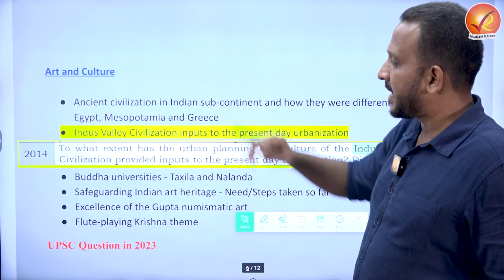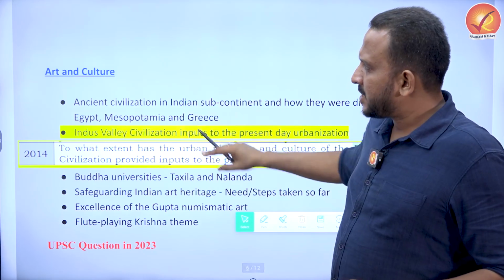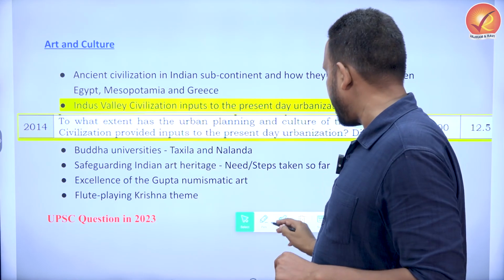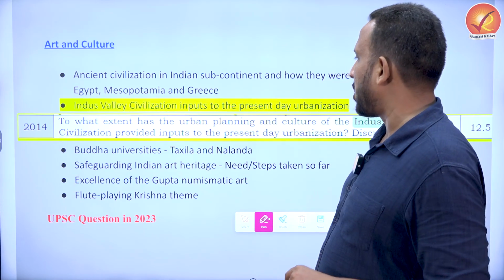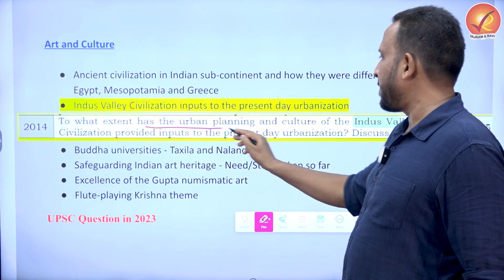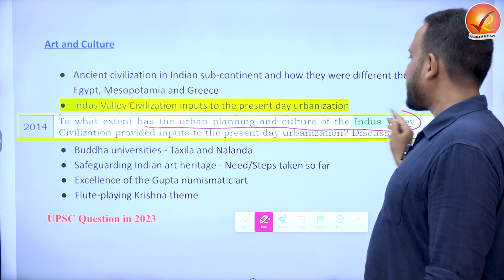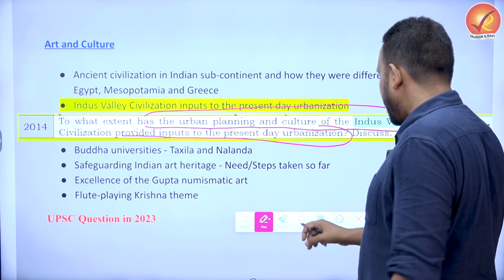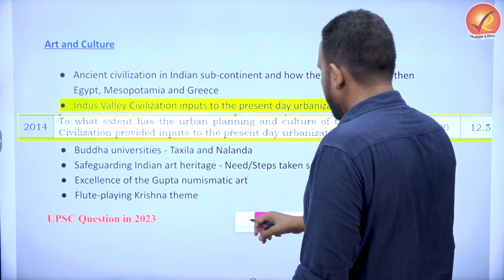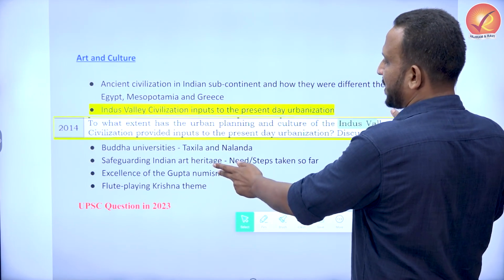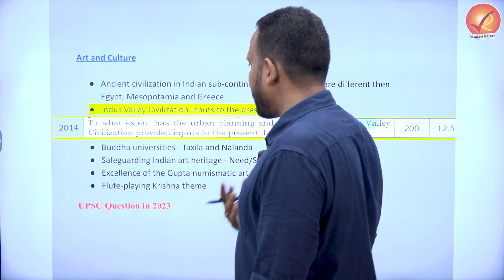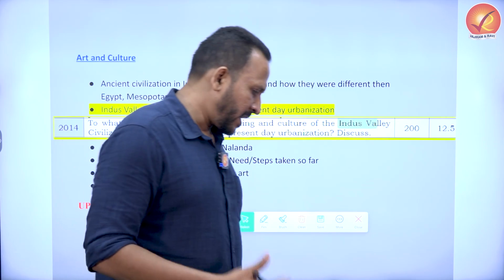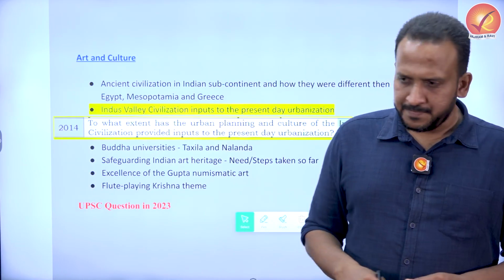Next topic is art and culture. In art and culture, I have analyzed the questions, and in 2014 there was a question: to what extent has the urban planning and culture of the Indus Valley civilization provided inputs to the present day urbanization. So basically, the demand of this question is how the urban planning of Indus Valley civilization is still relevant in the contemporary time, right?